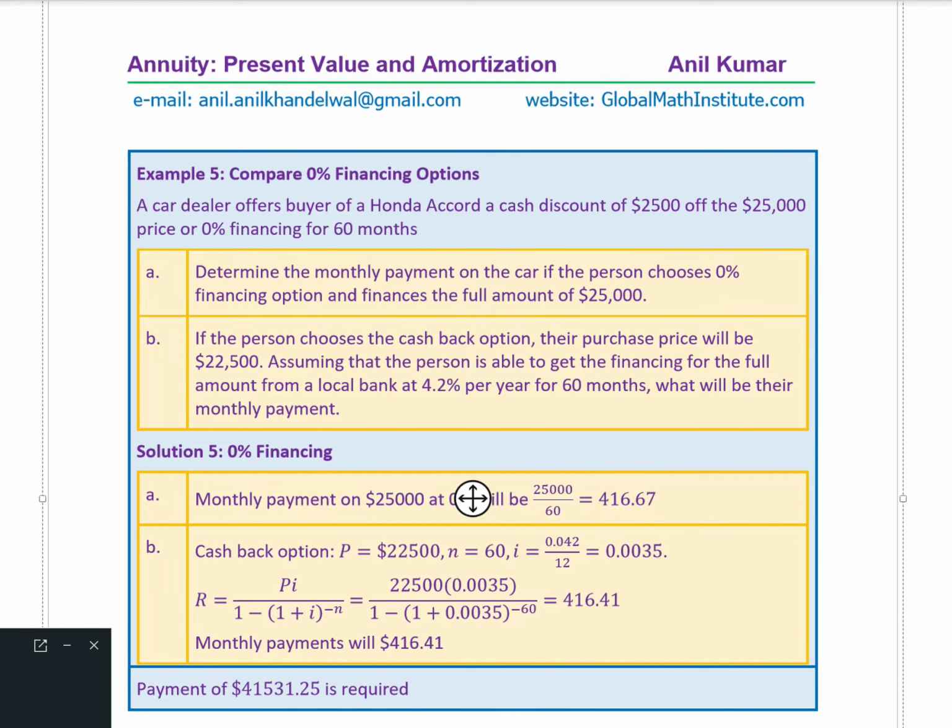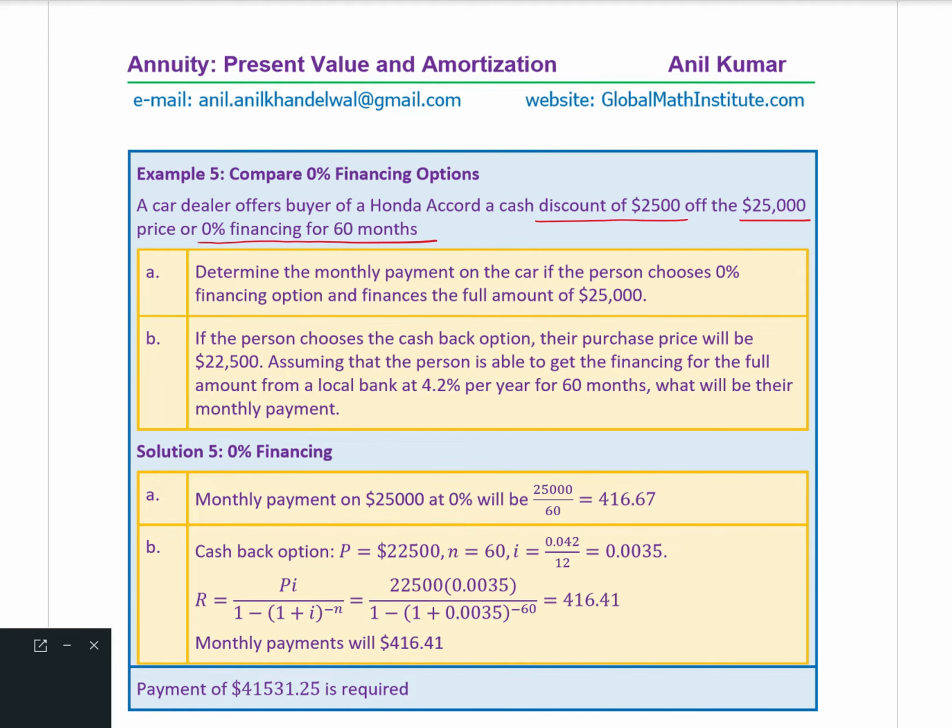Option 1 is a discount of 2500. We know that the cost of the car which we're talking about is 25,000, right? And the other option is that you can actually get it financed at 0% for 60 months, that is 5 years, right? So those are the two situations. Now the question here is determine the monthly payment on the car if person chooses 0% financing option and finances the full amount of 25,000. So when you take the financing, you don't get the discount of 2,500, right?